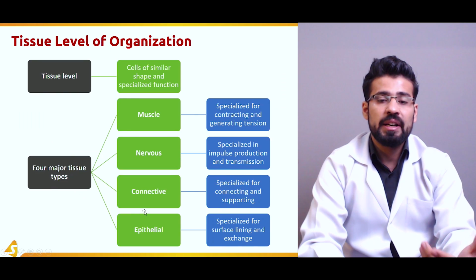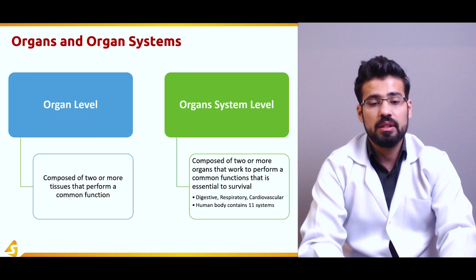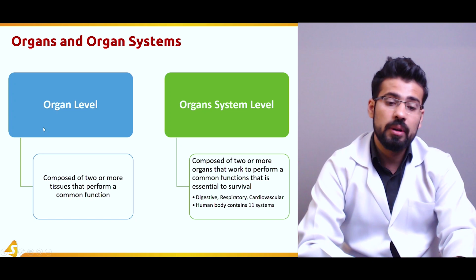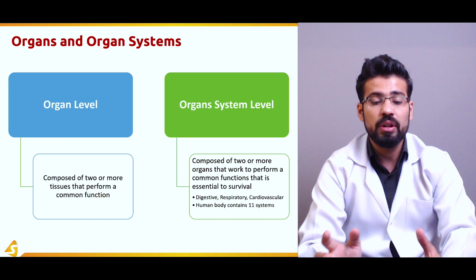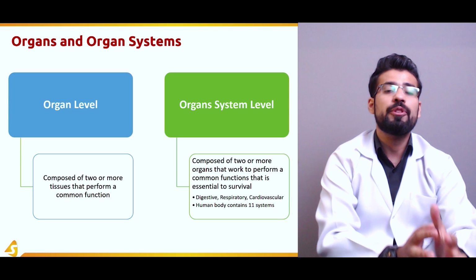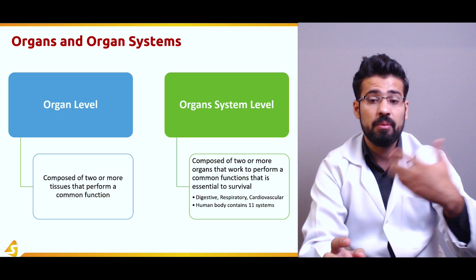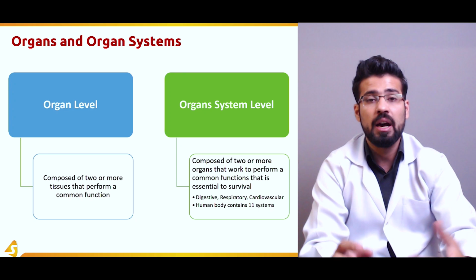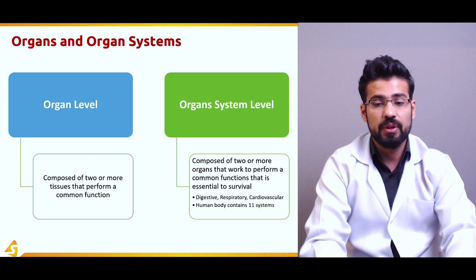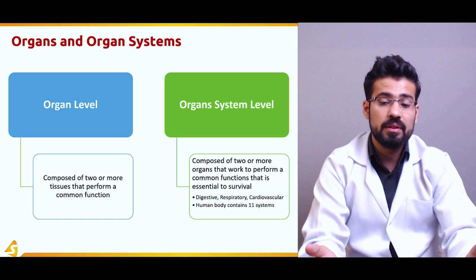Coming from the cellular level to the tissue level, and from the tissue level to the organ and organ systems level. Now, the organ level is composed of two or more tissues that perform particular common functions. When we move from the organ level to the organ system level, we have two or more organs that perform in harmony and play a key role that is essential for survival. It includes, for example, the digestive, respiratory, and cardiovascular systems.